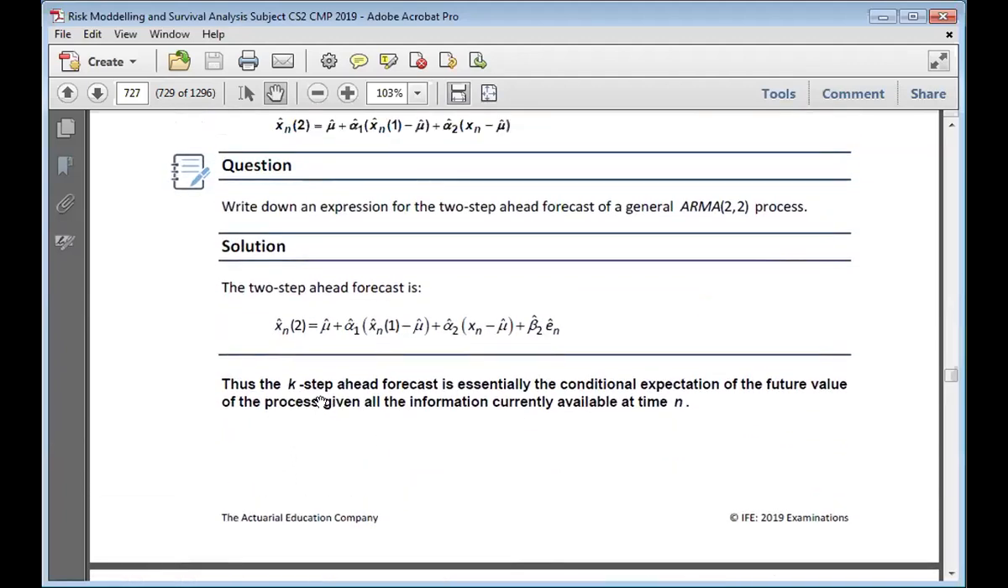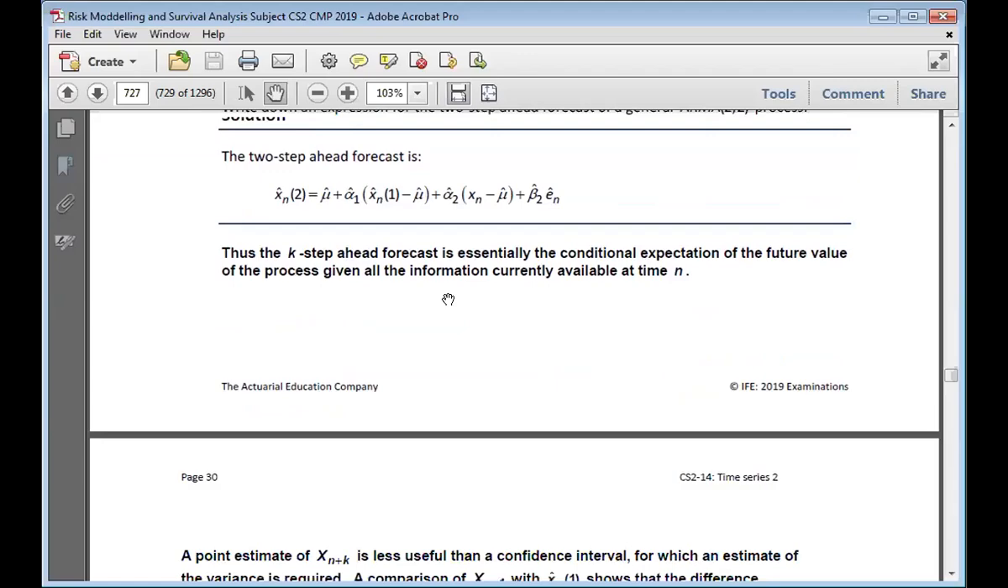Yeah, so it's essentially just saying that for the step ahead forecast, you are taking the conditional expectation of all the future values depending on all the information that you possess up until time today, which is N. So yeah.